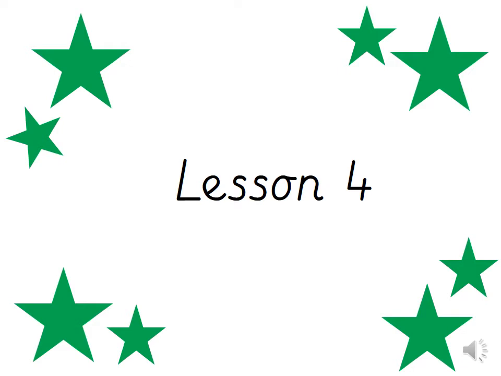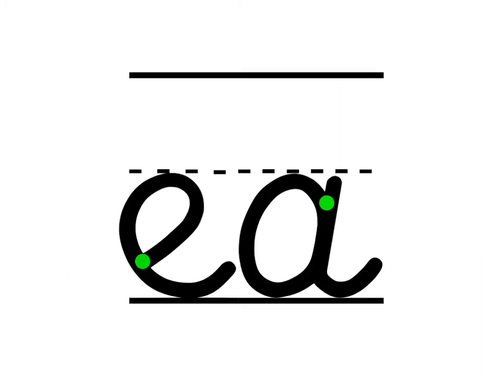We have reached lesson 4 of our Phase 5 mastery lessons. Let's see what sound we will be mastering today. It is the digraph ea. Which 2 letters make up this spelling of ee? Do you know which letter families they belong to? They are both curly caterpillar letters.